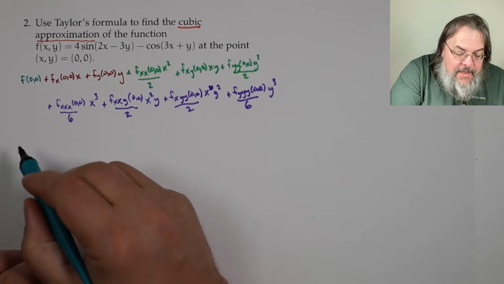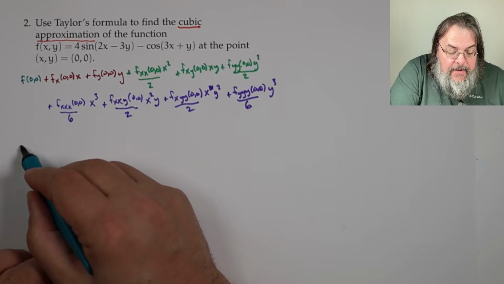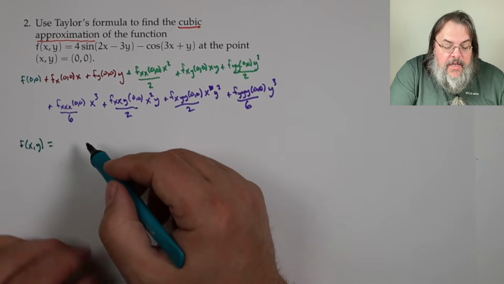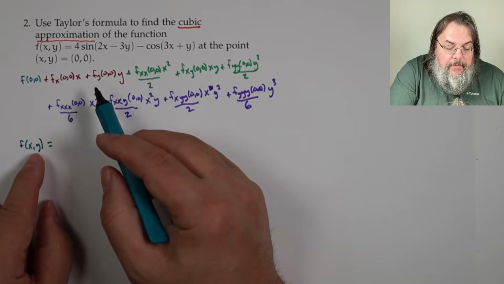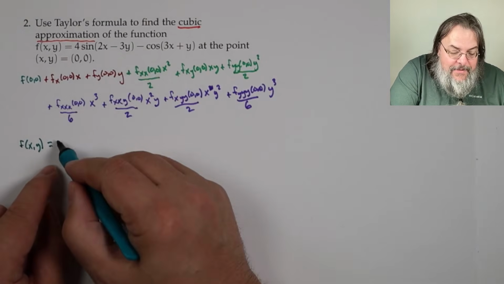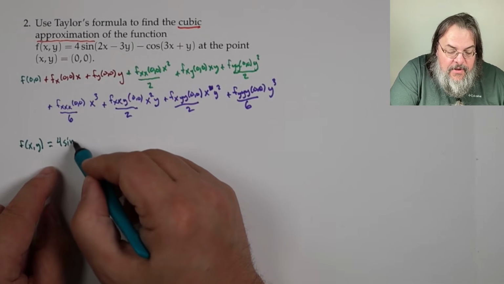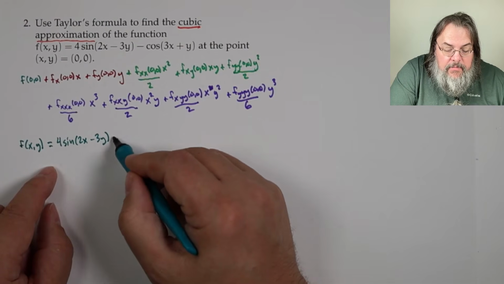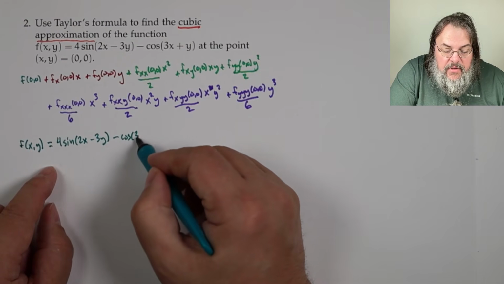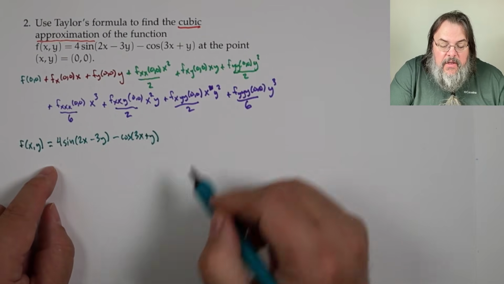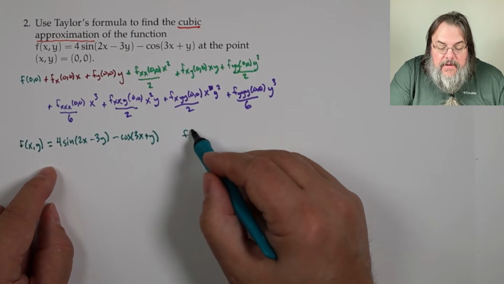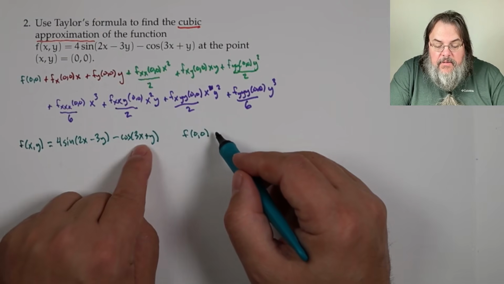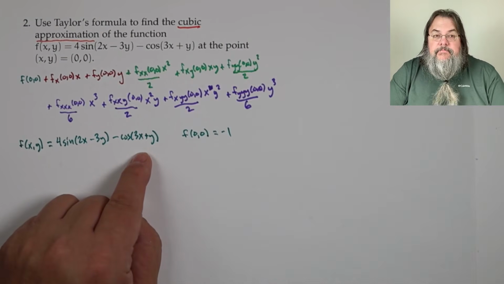So let's begin. So we have f. Taking the derivative with respect to, well, nothing, right? Just f. Phew. 4 sine 2x minus 3y minus cosine 3x plus y. And f of 0, 0, we can evaluate: 0 minus 1.